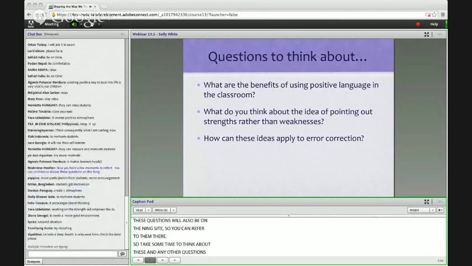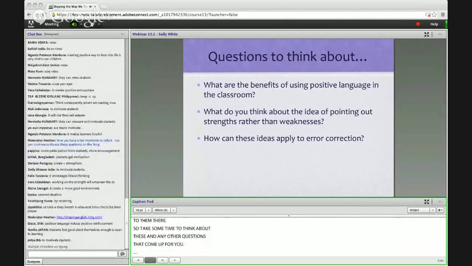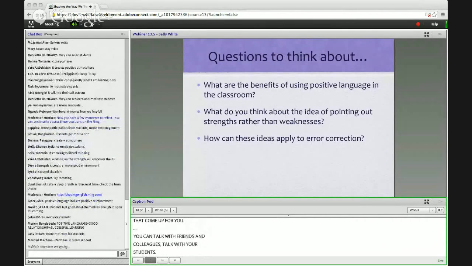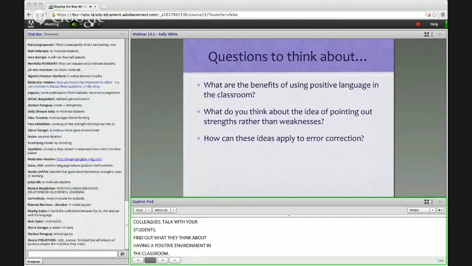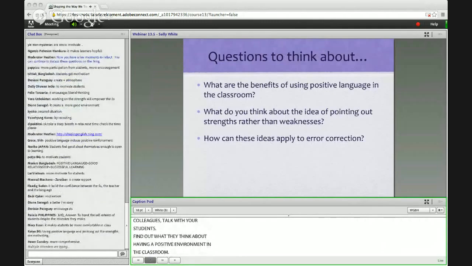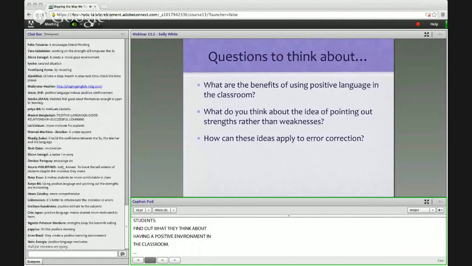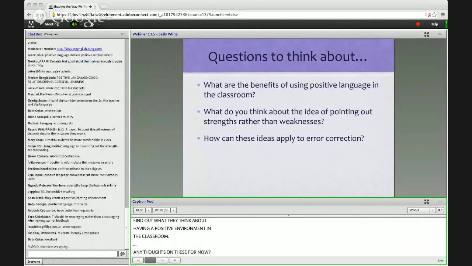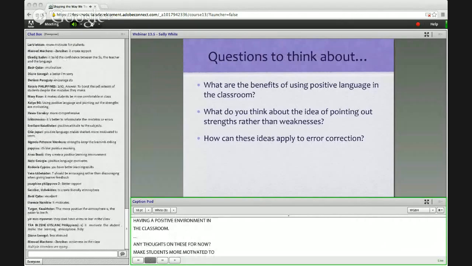So take some time to think about these and any other questions that come up for you. You can talk with friends and colleagues, talk with your students, find out what they think about having a positive environment in the classroom. Any thoughts on these for now? Make students more motivated to learn, Jay. Positive language. Great, motivate.